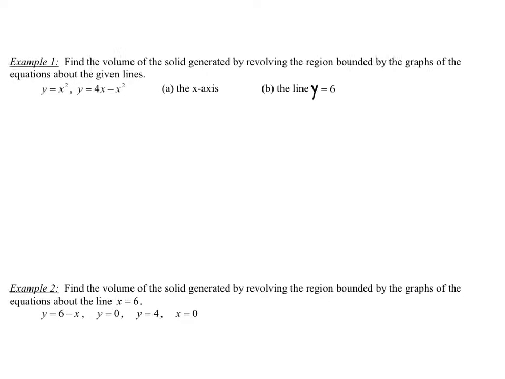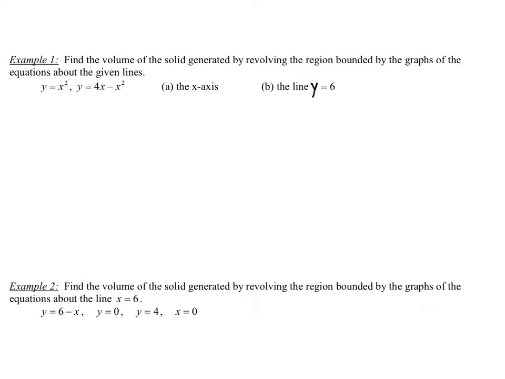All right, so let's look at an example of this here. A couple examples. Find the volume of the solid generated by revolving the region bounded by the graphs of the equations about the given lines. So first of all, what do we mean by bounded by the graphs? This is a term that all of you need to make sure you understand. Between them, enclosed. So what am I looking for?